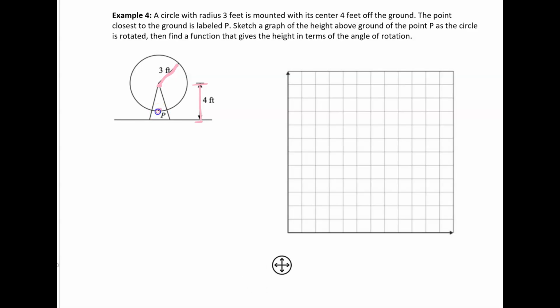So if you get on the Ferris wheel right here at P and you're going up, you can see that your height's going to increase and then it's going to decrease and it's going to hit where you got on again. And then you're on that ride for however long they run it.